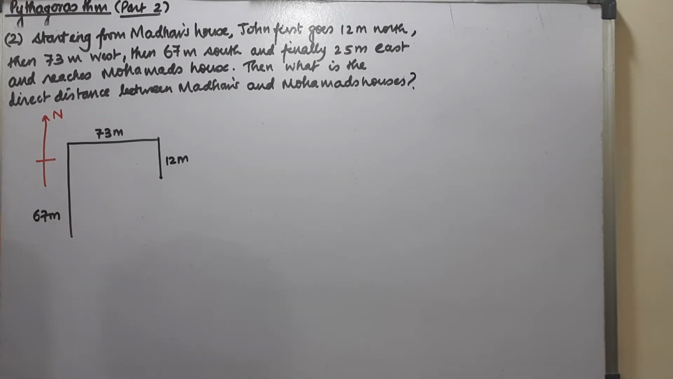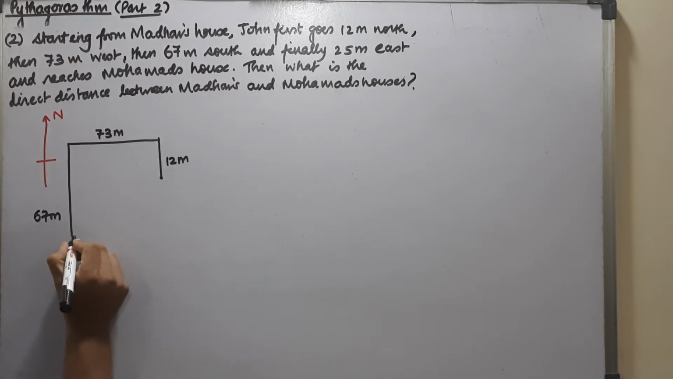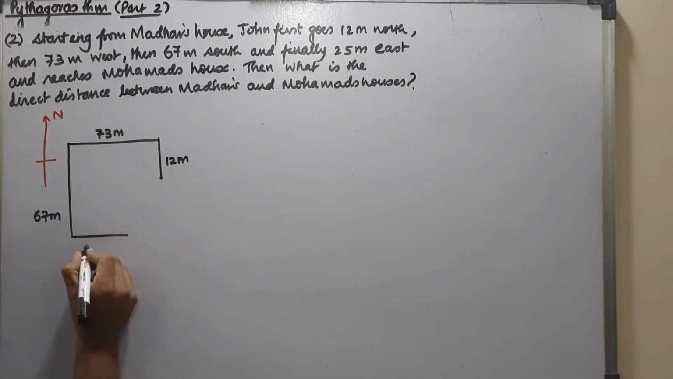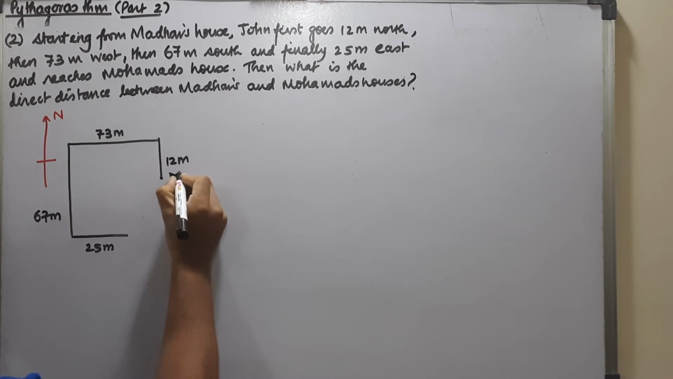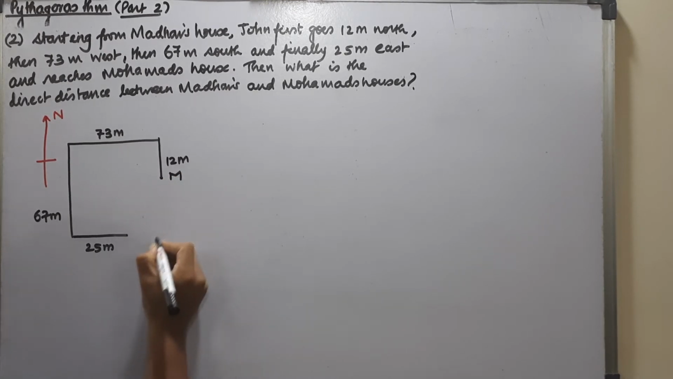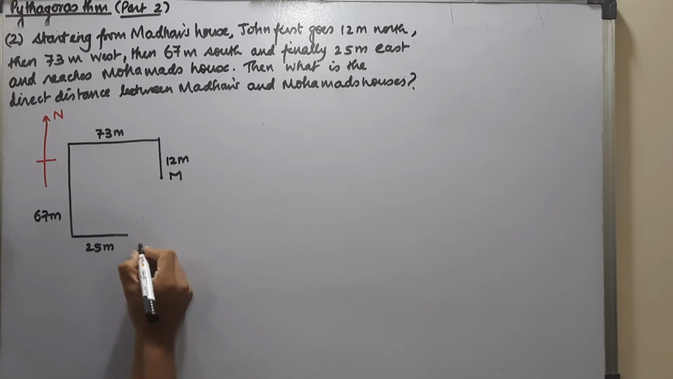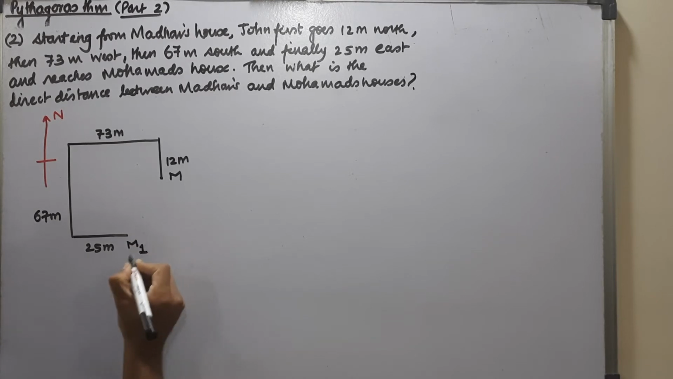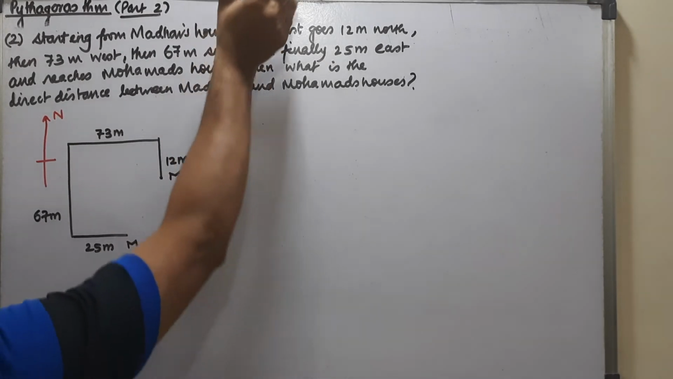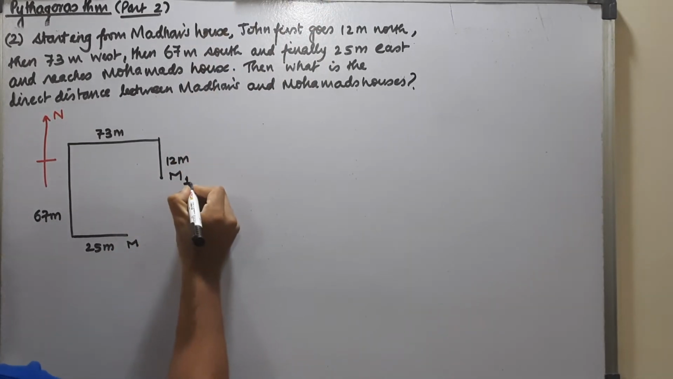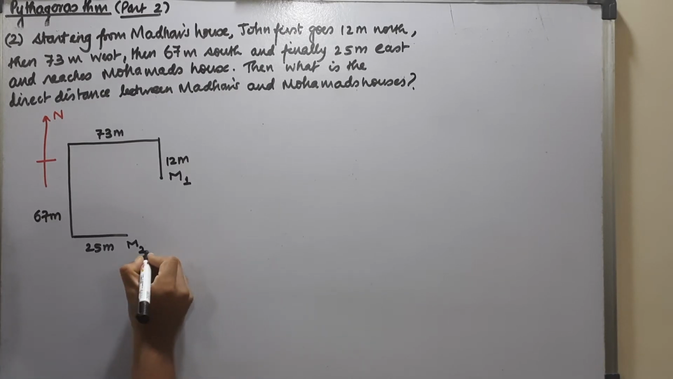And finally 25 meter east. Okay, and he goes 25 meters over here to east. Okay, 25 meter to the east. And then reaches Muhammad's house. So let this be your place of Madhav, and let this be your Muhammad's place. Let me take this as M1 so that I will know the starting point, and this as the last point, that is M2.